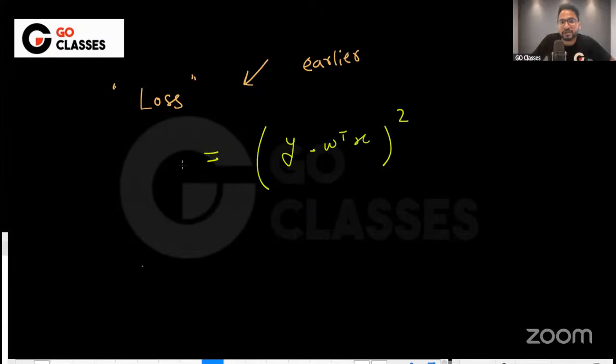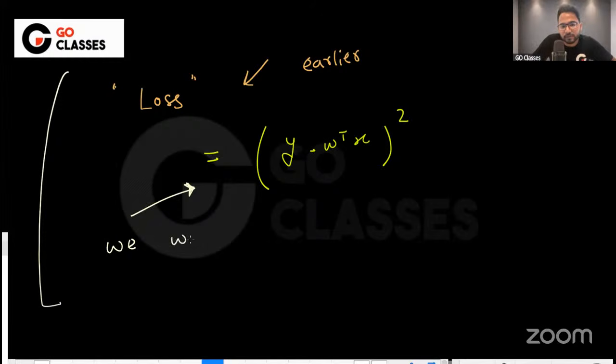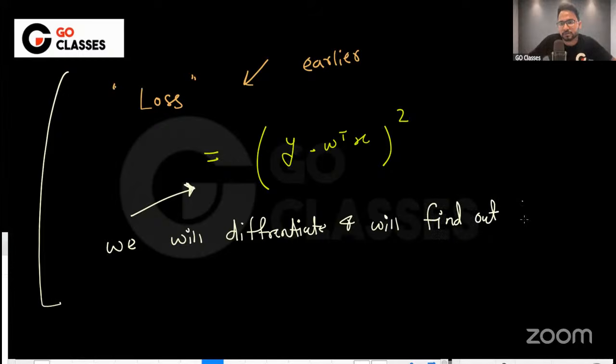Now they are saying you take the log of this loss, and then you differentiate. If you want to find the best w, what will you do? We will differentiate and find the best w. This is the earlier setup. That's how we did it earlier.